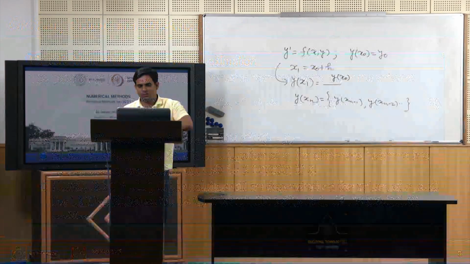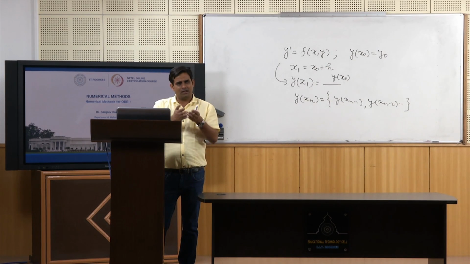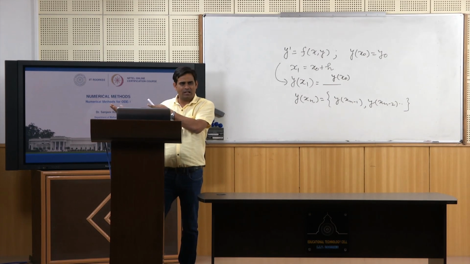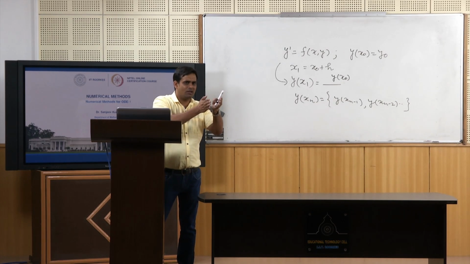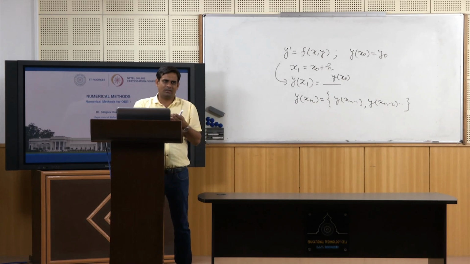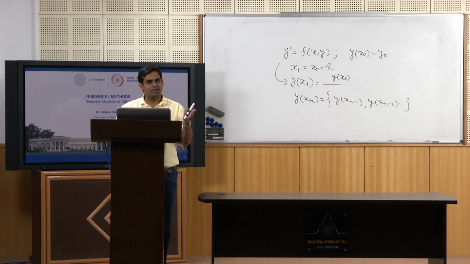Since the solution is obtained as a function of x, the difference between two successive approximations will also be a function of x, because in each successive approximation you will get a function of x. Hence, the accuracy of the solution will depend on the value of x, and the solution obtained will be valid for a certain range of x. If you want to obtain an accuracy of the order of some delta, it will be valid for a particular domain of x. It may happen that this particular solution is not valid for some other domain up to the given accuracy.